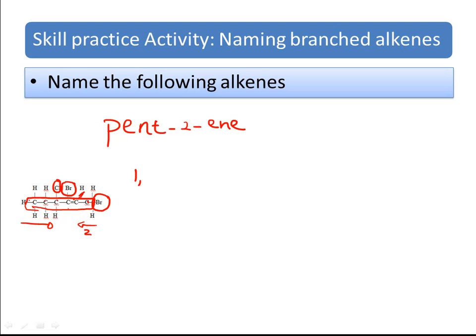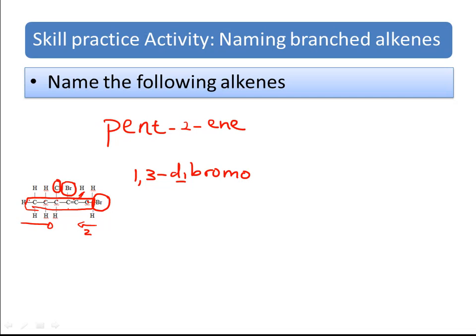1, comma, 3. We separate numbers with commas, dash, di, bromo. And because I've started by naming bromo here, because B comes before C, because we're going to name chloro next. And also put the prefix di to show that we've got 2 bromine atoms there. Now, the 2 bromine groups, not atoms, 2 bromine groups in that hydrocarbon.